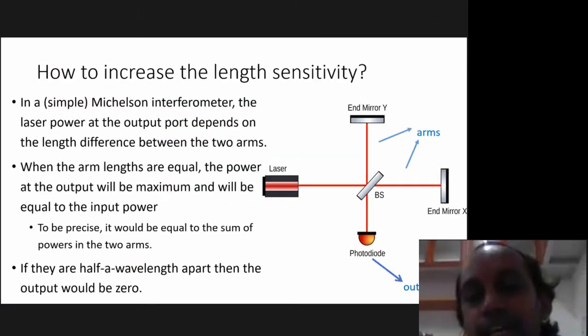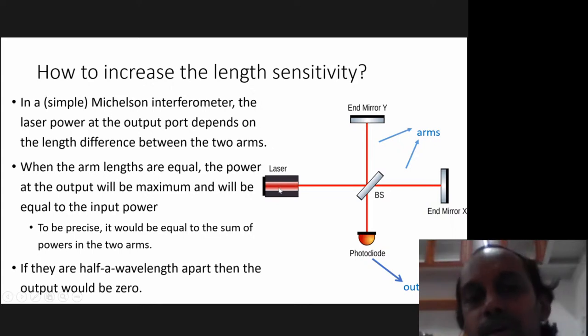What decides the length sensitivity of an interferometer? Let's start with a simple interferometer configuration. In a simple Michelson interferometer, the power at the output port depends on the length difference between the two arms. When the arm lengths are equal, you see a maximum power. When the arm lengths are half a wavelength apart, you see zero power. When arm lengths are equal, the power at the photodetector is the sum of the power in the two arms, which in the simple configuration equals the input laser power.